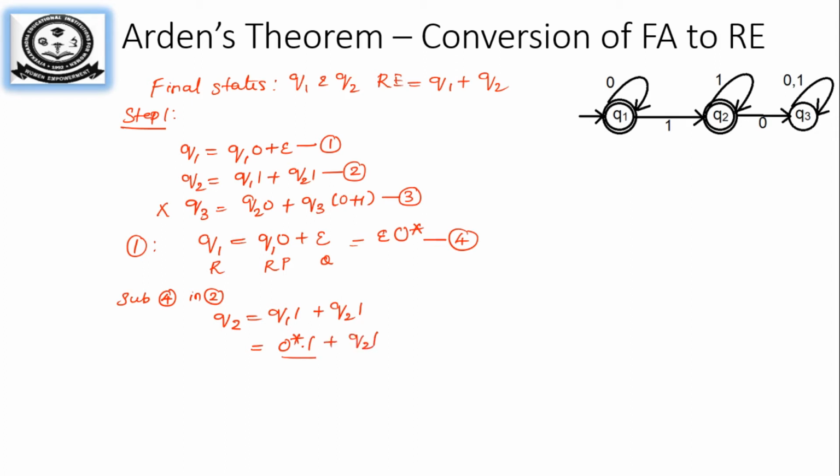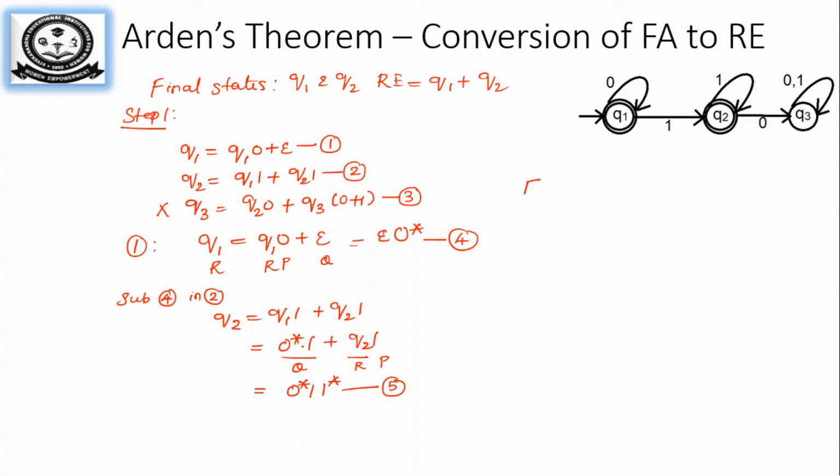Again you can see this term is Q, this is R, and you can have 1 as P. So by applying Arden's theorem, you can write it in terms of QP star. So it will be 0 star 1 into 1 star. So this is your equation number 5. Now I have found the equation for Q1 and Q2, which are final states.